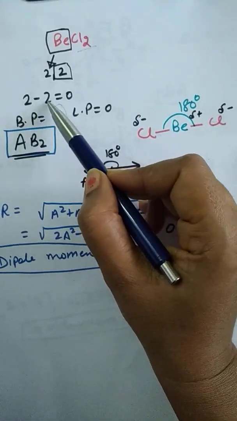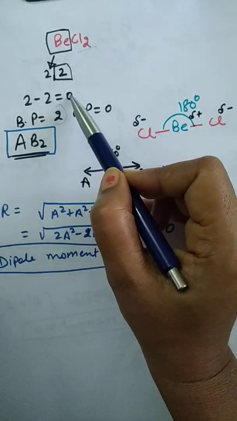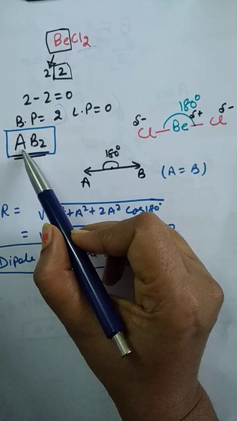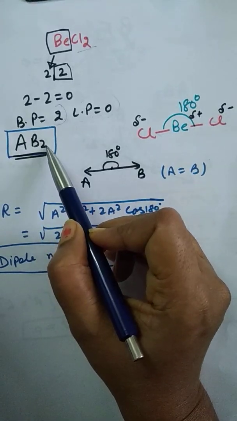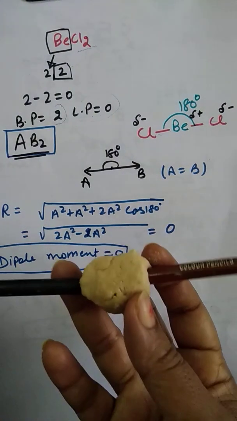Now the outer electrons were 2, so 2 minus 2 is equal to 0. So this molecule has 0 lone pairs. That means it is an AB2 type of molecule. Whenever I have an AB2 type of molecule, the geometry of this type of molecule is linear.